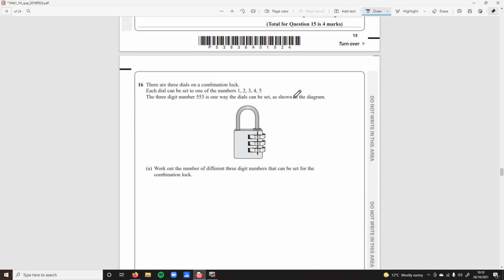Oh god, I hate combinations, I never understand them.